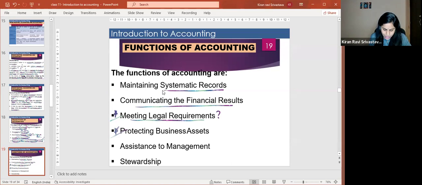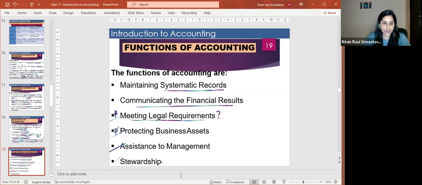Assistance to management. Again, this assistance to management comes from the objectives we have done. Because accounting assists the management through cost accounting and management accounting to analyze and interpret the results of accounting. And the last one is stewardship. So this I will explain to you later on in the forthcoming stages.